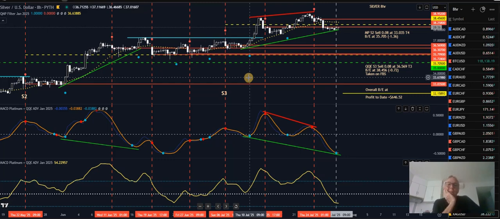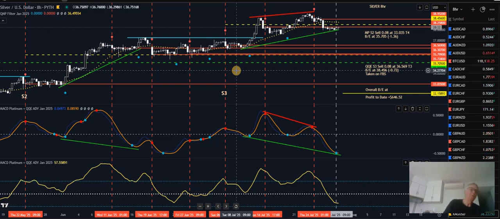Right, boys and girls, there's a couple of charts I've got to tidy up and add profits, and I'm sort of kicking myself for missing a couple of trades, but that's how it goes sometimes.